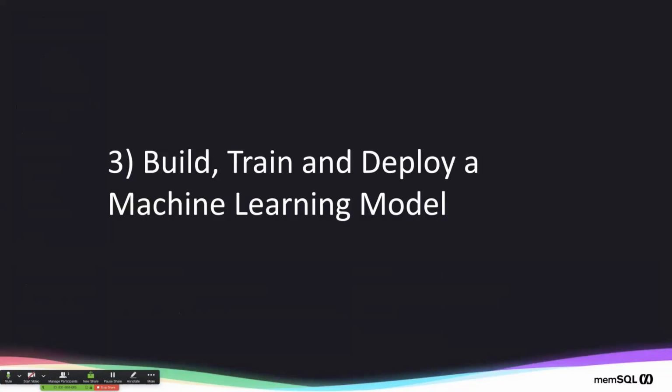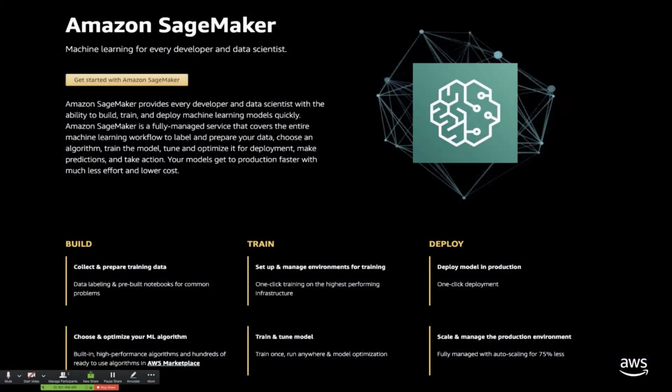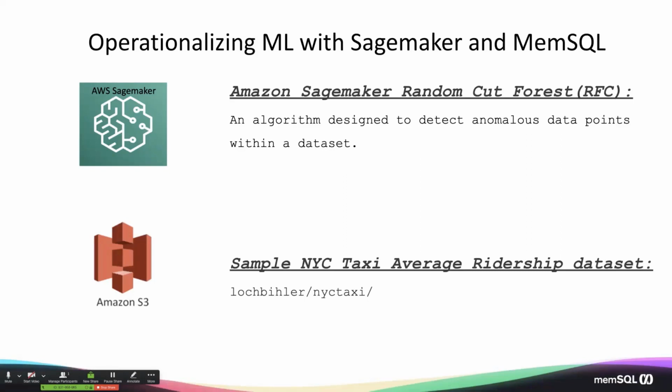Now that we've built a stored procedure and we've actually started it up, let's go ahead, build, train, and deploy a machine learning model. We'll actually, as we mentioned, be using SageMaker to do this. The model algorithm that we selected is random cut forest. Now, this algorithm is designed to detect anomalous data points within a data set.